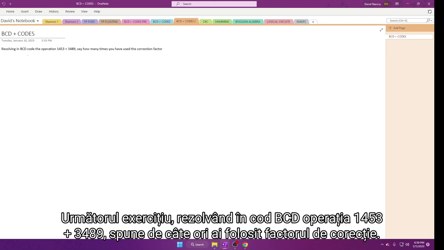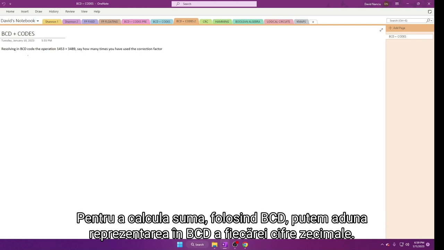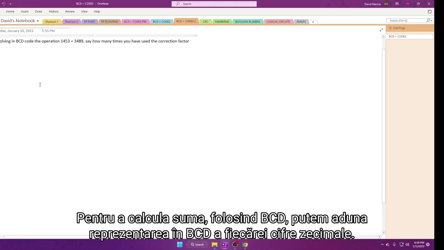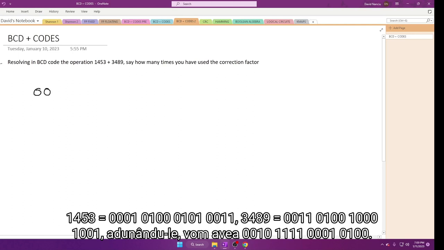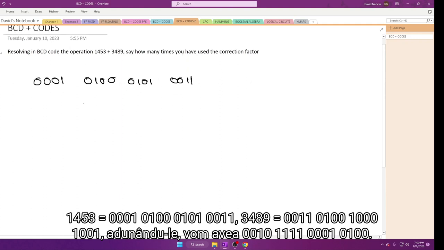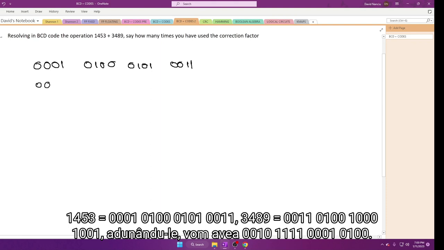Next exercise: resolve in BSD code the operation 1453 plus 3489, and say how many times you have used the correction factor. To perform the addition using BSD, we can add the BSD representation of each decimal digit. So let me zoom in a little bit. It will be 0001 0100 0101 0011, and let's do the same for 3489. So we'll get 0011 0100 1000 1001. All right.